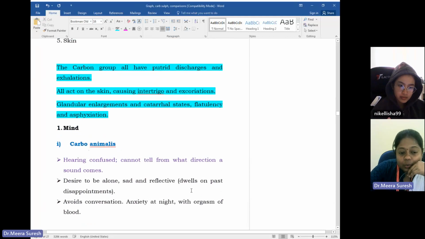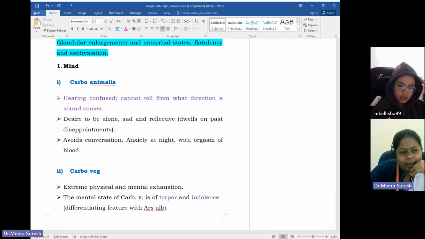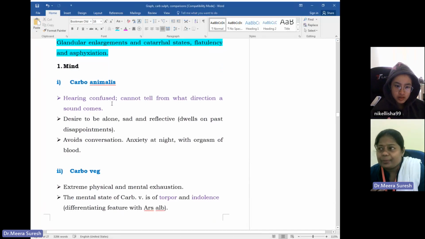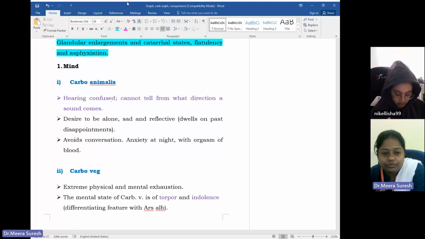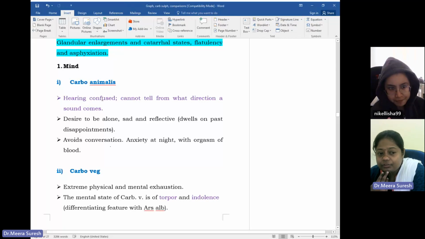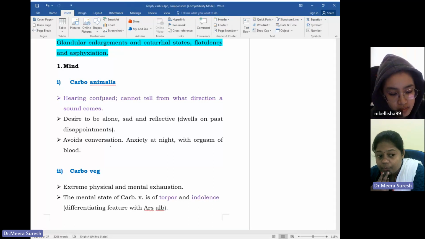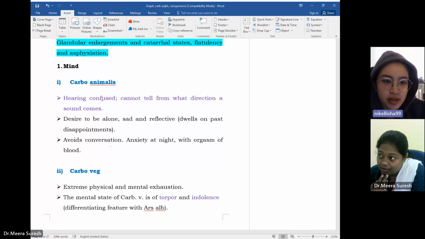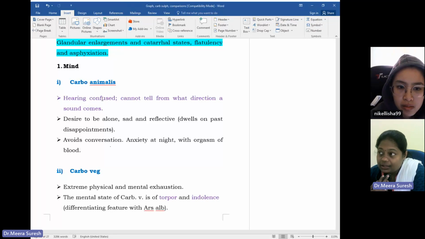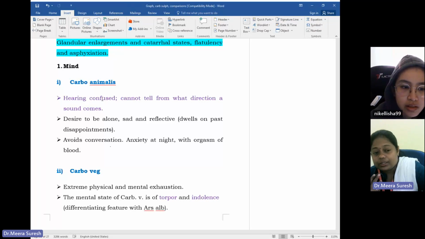Okay, so we start with mind, start with Carbo animalis. Carbo animalis, as such, mind is not important, but I put it just to get you informed. The important symptom will be this: the hearing is confused, and the patient cannot tell from what direction a sound comes. But this may not be completely a psychological symptom. This can be an organic dysfunction also, some abnormality with the hearing sensation, or some pathology with the ears affected. That could be the reason. It can be purely psychological. But this is the importance: hearing confused, and the patient cannot tell from what direction the sound is coming.